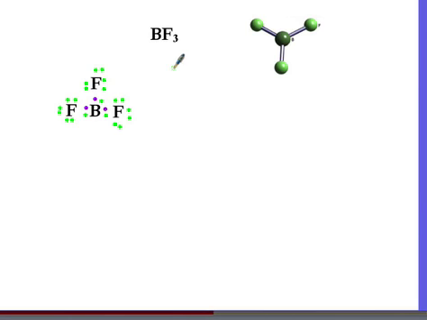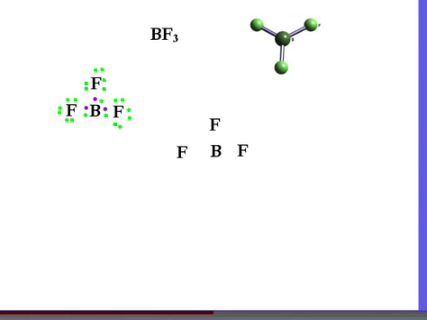So you can see that boron only has 1, 2, 3 pairs of electrons around it. And then the fluorine satisfies the octet rule. It has the 8 electrons around it. When we go to draw the Lewis structure, we're going to again put the boron in the center and put our 3 fluorine. And then we're going to show the shared pairs with a line.